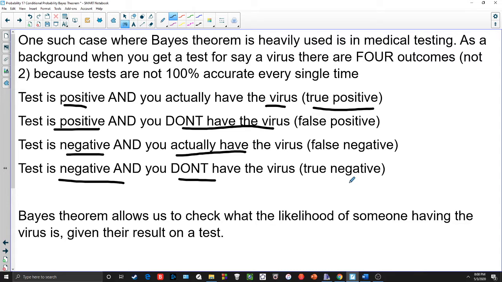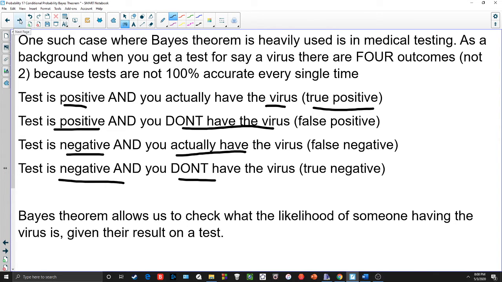So Bayes' theorem says, okay, let's say you take the test and you test positive. Bayes' theorem allows you to see how likely it is that you actually have the virus. Because if somebody says this test is 90% accurate, usually they mean that if you have the virus, this test will catch it 90% of the time. So if you have the virus and you take the test, it will show you that you have the virus 90% of the time. But that doesn't mean that if you test positive, there's a 90% chance you actually have the virus. And we'll see why that is in this next problem.